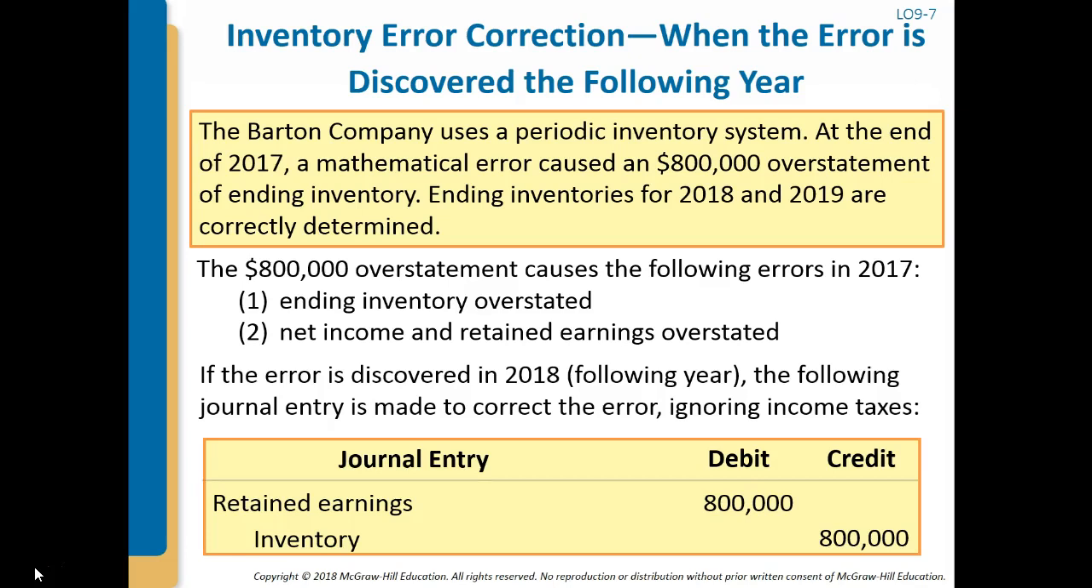Because retained earnings is one of the accounts that is incorrect, when the error is discovered in 2018, the correction to that account is reported as a prior period adjustment to the 2018 beginning retained earnings balance in Barton's statement of shareholders' equity. Prior period adjustments do not flow through the income statement, but directly adjust retained earnings.